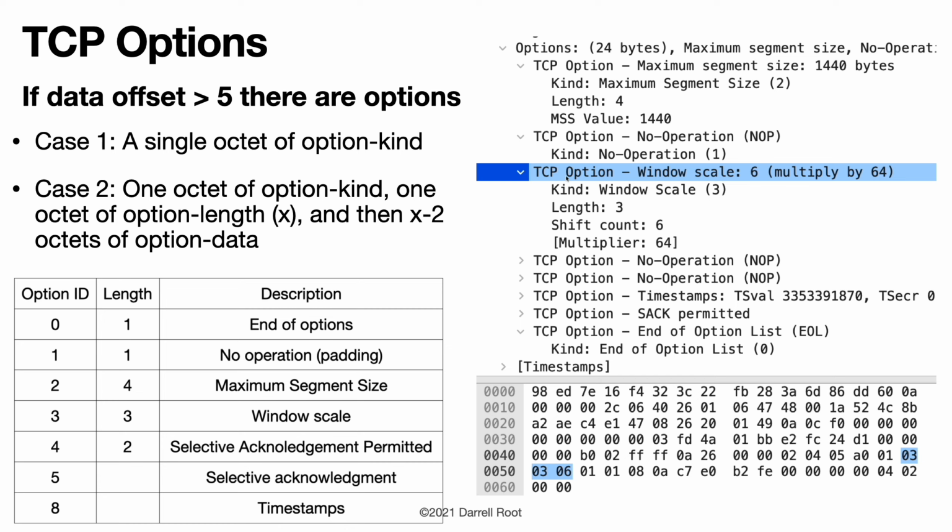I highlighted the TCP option, the window scale, and you can see it's 3 bytes. The first octet of 3 indicates the type, which is window scale. The second octet 3 indicates the length of the option, which is 3 octets in total. And then the last octet 6 is indicating the shift count, which corresponds with the multiplier. So the multiplier is 2 to the 6th power.